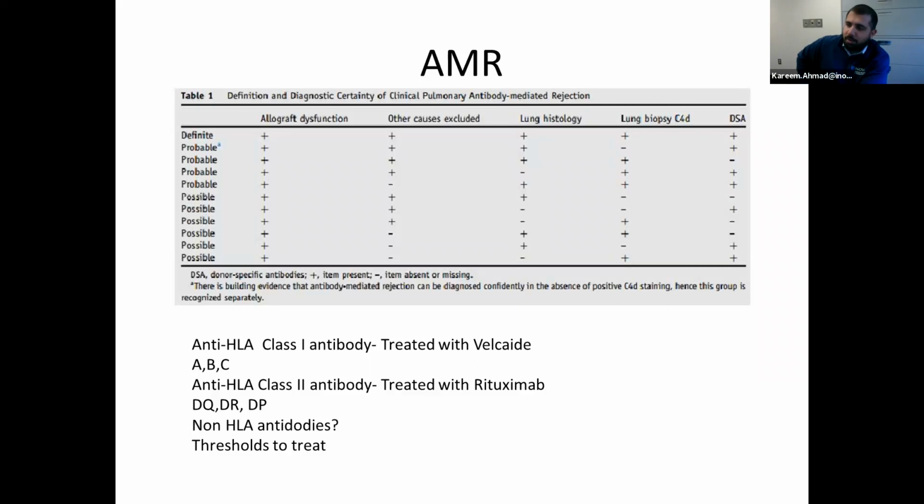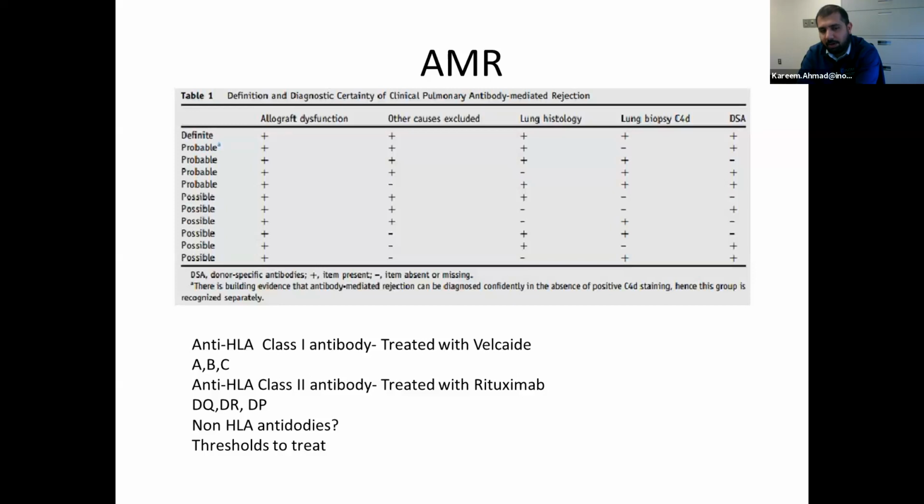And so this is important because our treatment plans are slightly different between the two. So for class 1, we use something that is Velcade, that is more targeted towards plasma cells, versus using CD20 targeting with rituximab for class 2 antibodies. And so class 1 A, B, C or class 2 DQ, DR, and DP, usually we see a lot more DR and DQ and mostly A and B, more so than C. So this is talking about donor-specific antibodies against HLA subtypes.